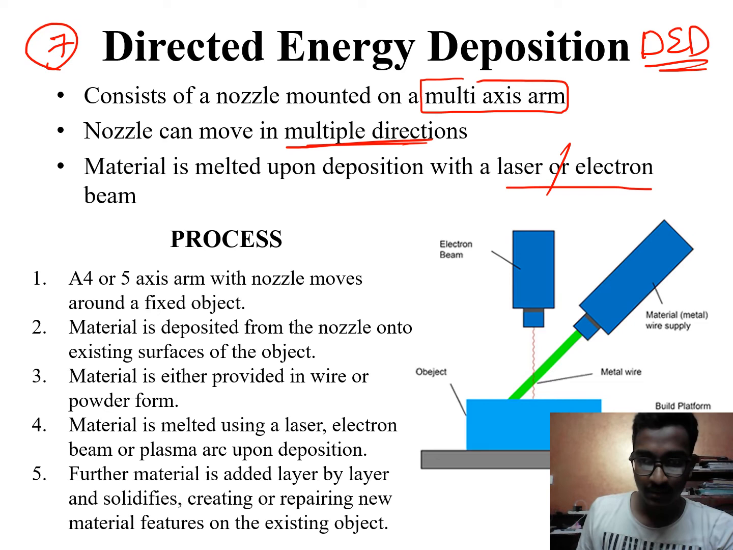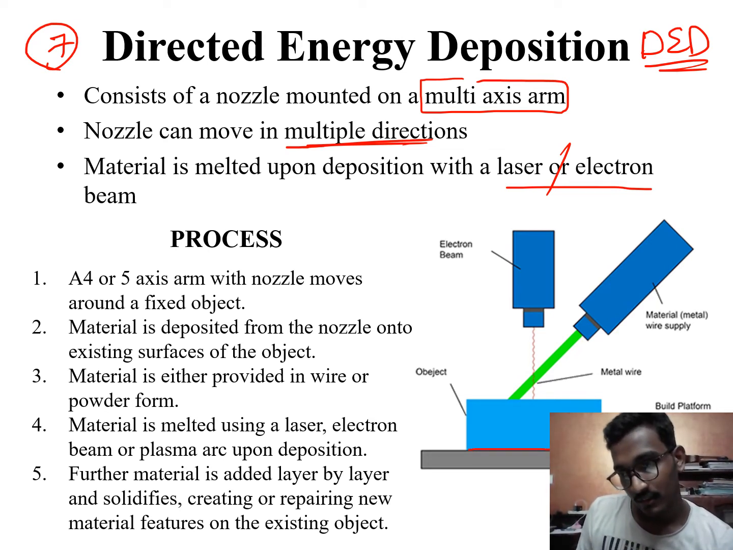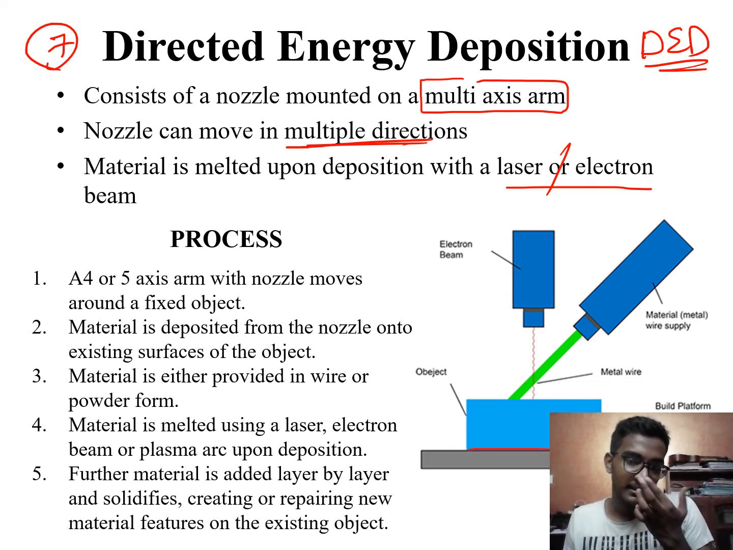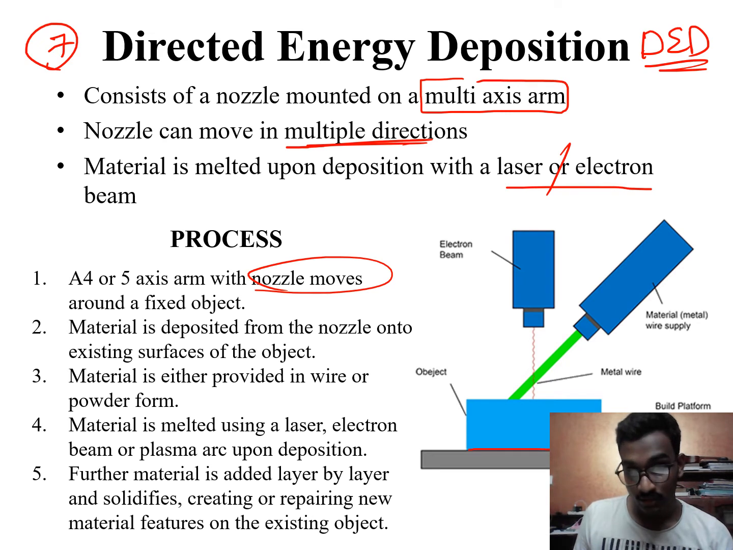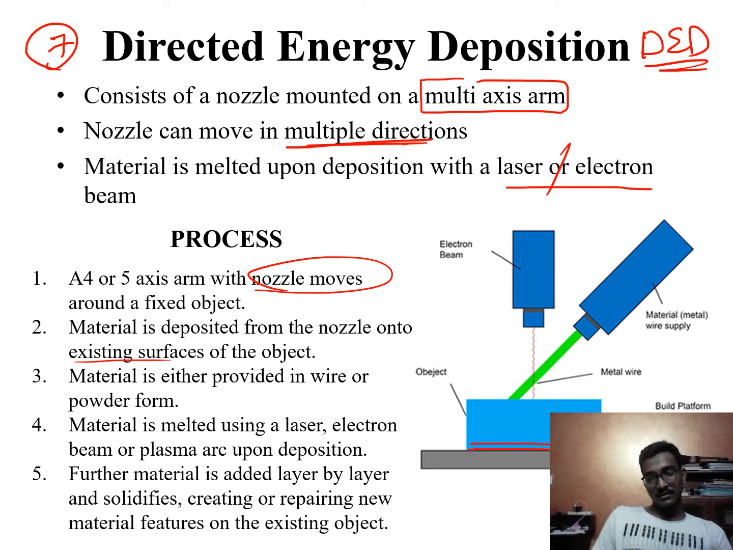So how does it work? The nozzle is mounted on a multi-axis, a 4 or 5-axis arm, and moves around the fixed object. This is the object that we are taking here. This is the metal wire that we are using, the metal supply wire, and this is the build platform. The nozzle will be moving across the fixed object, and the material is deposited from the nozzle onto existing surfaces of the object. Across it like this, the material will be supplied.